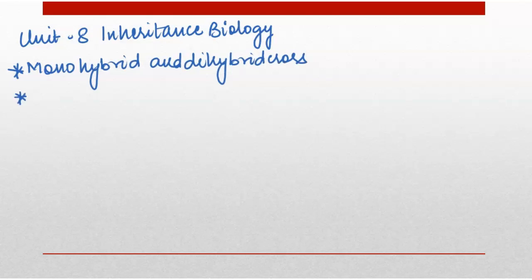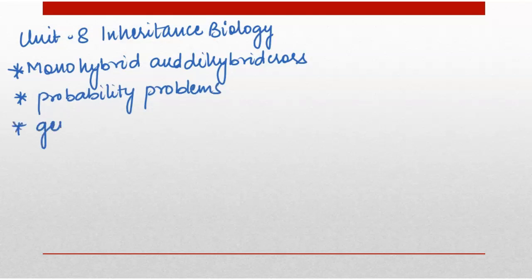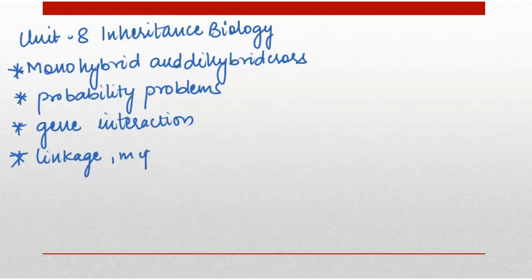Then is probability problems. Basically, in a probability problem you are given a chart and asked what is the probability that the child born will be affected by the disease, such type of questions. Gene interaction pathway, very, very important. Every year we get a question from this gene interaction pathway. Then we have linkage and mapping. A little complicated, I believe this topic is, but once you understand it, it's very easy. You can do it very easily.